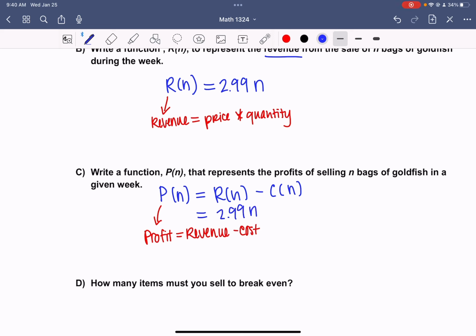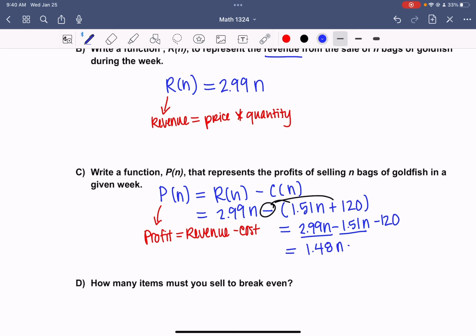So my revenue equation was 2.99N minus, in parentheses, my cost equation, which is 1.51N plus 120. I'm emphasizing the parentheses because I'm subtracting this whole thing. If I were to finish this up, because I always want to simplify down to lowest terms, I'm going to take this negative and distribute it throughout. So that gives me 2.99N minus 1.51N minus 120. Combining like terms, 2.99 and 1.51, that gives me 1.48N minus 120. So this is my profit equation.